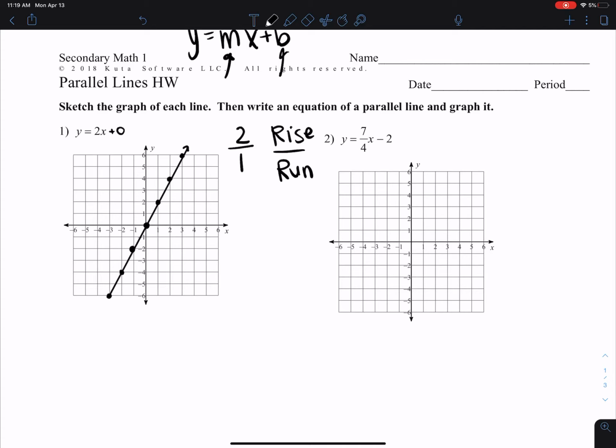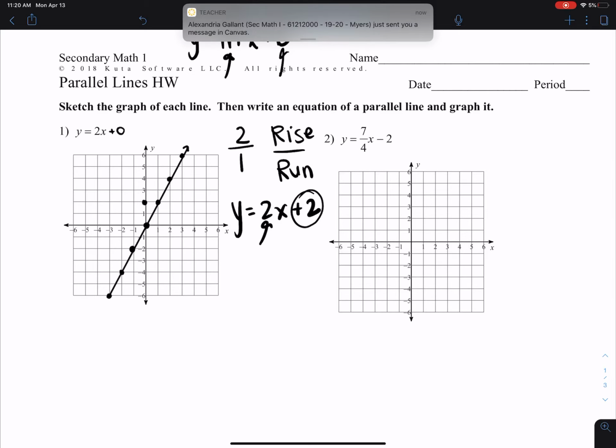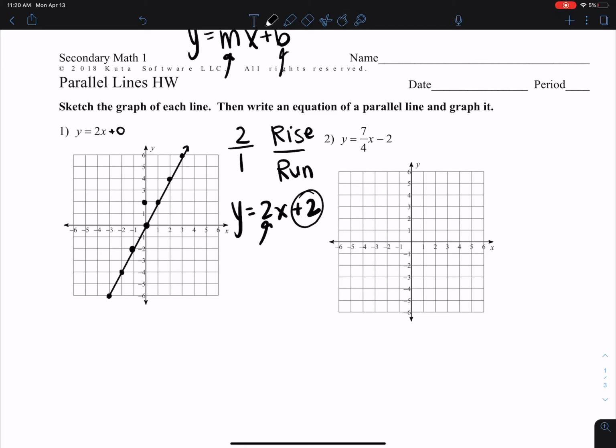Now the equation of a parallel line, we could do like y equals 2x plus 2. This number you can change. This should be the same. It should always be 2x because this one is 2x. So not always, but in this problem, this should be 2x, and then you can change the plus 2. So if we have y equals 2x plus 2, that means our y-intercept is 2, and our slope is the same. So we go up 2 and over 1, or down 2, left 1.